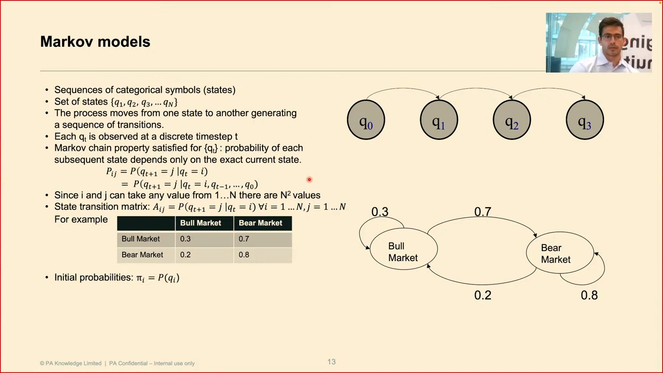Since i and j can take a value from 1 to n, there are n squared values in total. We can depict that with a state transition matrix Aij, which contains all the potential probabilities. It's easier for us, so we can do calculations and multiplication between vectors and matrices. For example, for the Markov diagram on the bottom right, we can see that the transition matrix A is the one on the left. For bull market to bull market we need 0.3, and for bull market to bear market we need 0.7 for the probability.